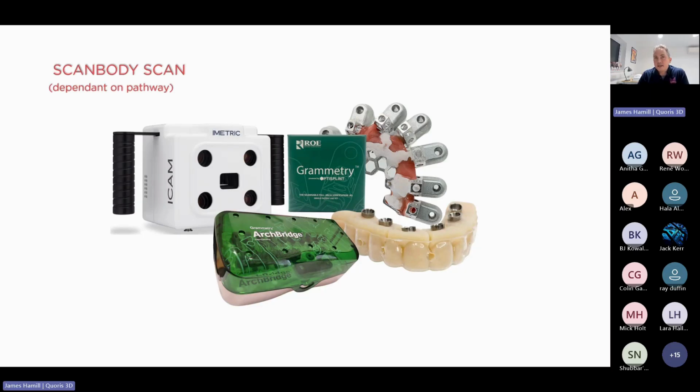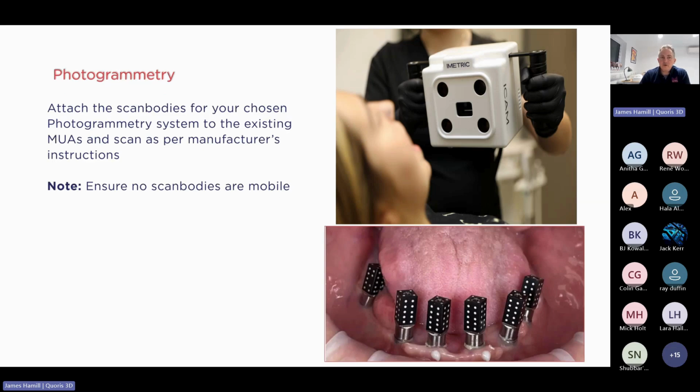And then your 6th and last iOS scan is purely dependent on the pathway that you've chosen. Okay, so be that the photogrammetry pathway, grammetry OptiSplint, grammetry ArchBridge, or the iJig, and I will take you through each of these. If you've decided on the photogrammetry pathway, then all you need to do is screw down the scan bodies that come with your photogrammetry kit.